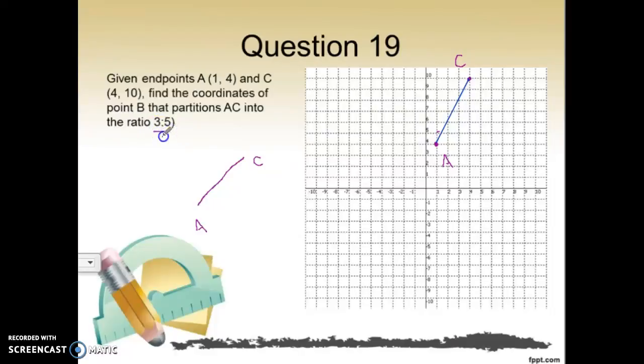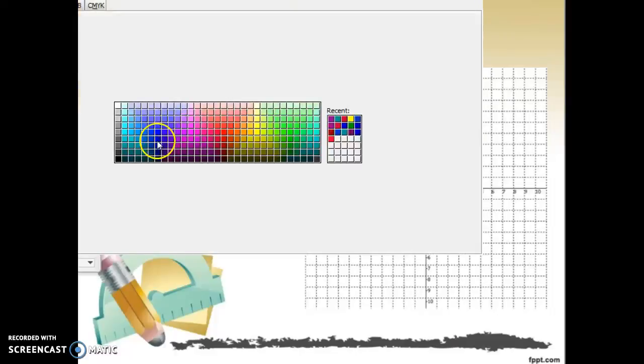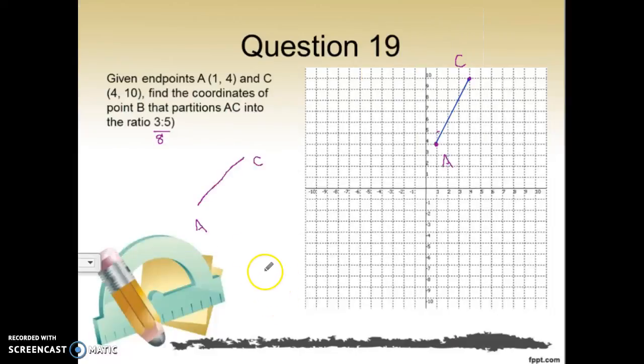Well, how many total sections is that? That's going to be 8 total sections. I just add those two together to find that. So let's mark off what 8 total sections would look like. I'm going to start in the middle and then divide each of those in half, and then divide each of those in half. All right, now we're looking for point B, which is going to be 1, 2, 3/8 of the way there. Okay, so this is going to represent 3/8, and this part over here would be 5/8.